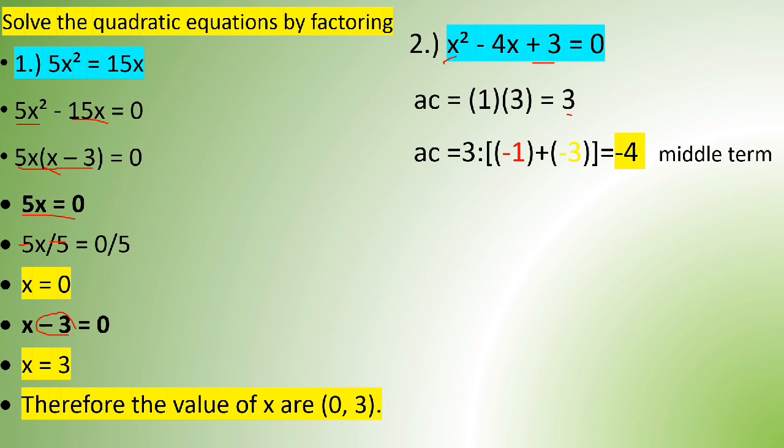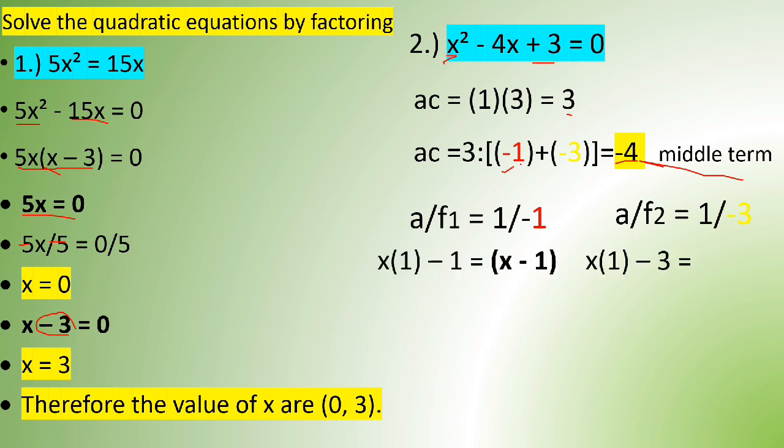So, 1 plus 3 is 4 and then copy the sign negative. So, the middle term is negative. So, ang factor natin ay negative 1 and negative 3. Next, a over factor 1 is equal to, ang a natin ay 1 and then ang factor 1 is negative 1. And then, factor 2, we have a over factor 2 is equal to 1, ang a natin, over factor 2 is negative 3.